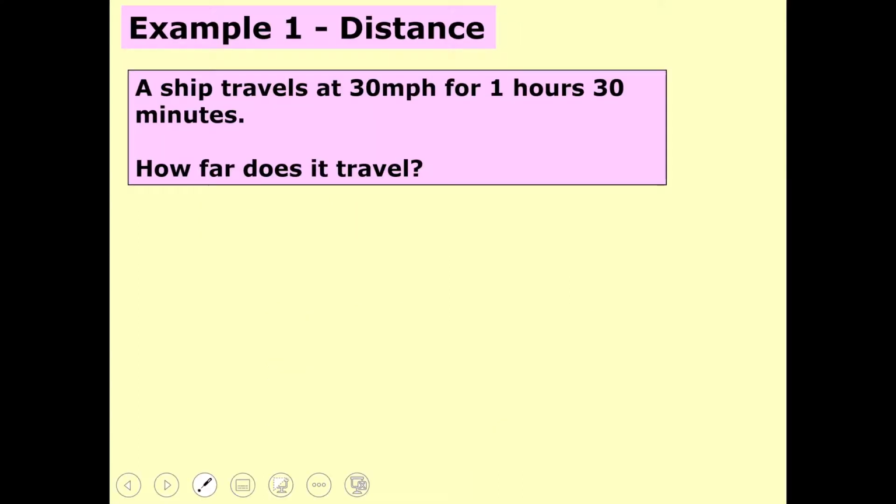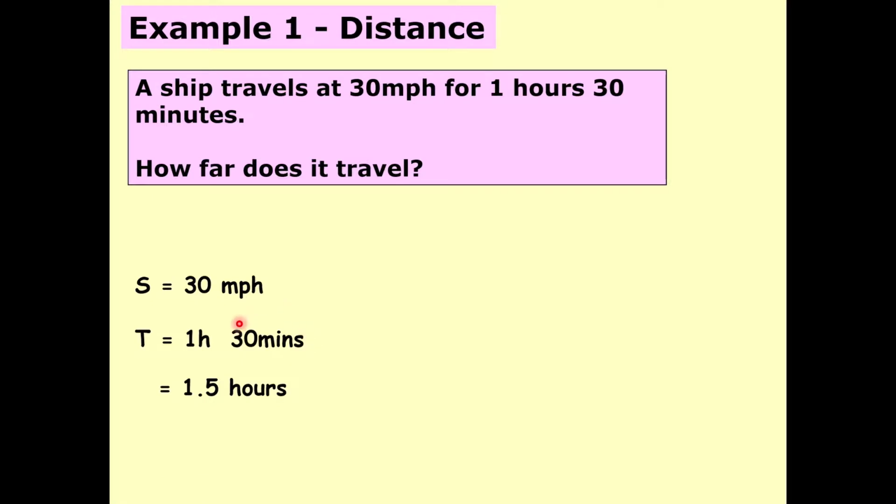Let's look at some examples using this now. First example: a ship travels at 30 miles per hour for 1 hour 30 minutes. How far does it travel? So this is a distance question. Same as before, we're going to pick out the information from the question. So speed is 30 miles per hour, time is 1 hour 30 minutes, but we need to convert that to decimal. So that's 1.5 hours, because 30 minutes is half an hour. And then we just go ahead and put into our formula. So distance equals speed times time.